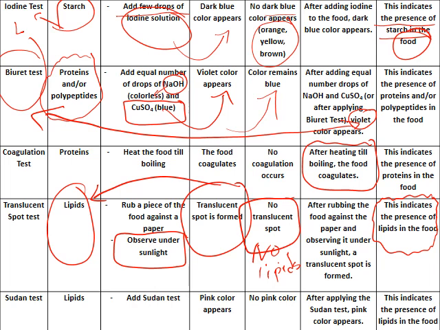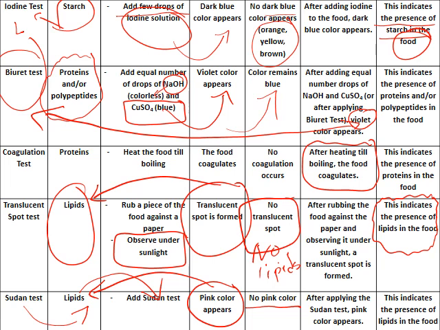Sudan test. The Sudan test indicates the presence of lipids. We have to add Sudan test solution. A pink color is going to appear. It's a positive result indicating the presence of lipids. If no pink color, so no lipids. After applying the Sudan test, a pink color appears. What does this indicate? This indicates the presence of lipids in food.